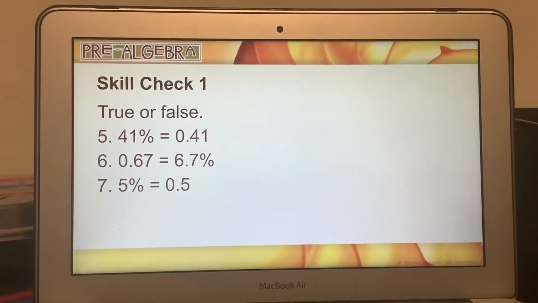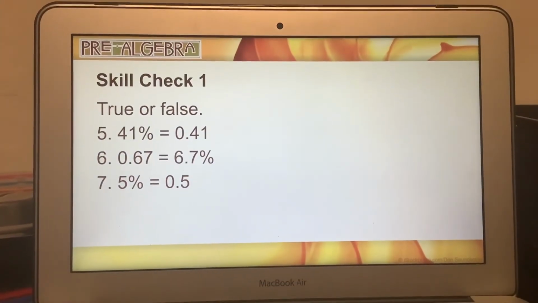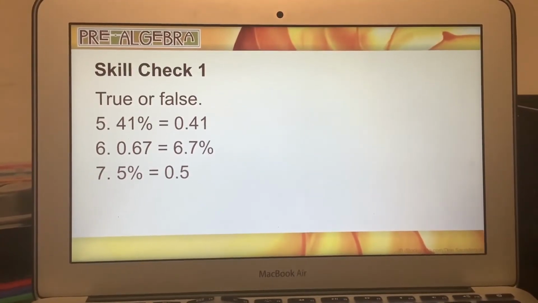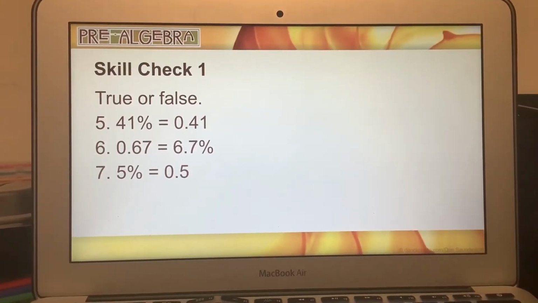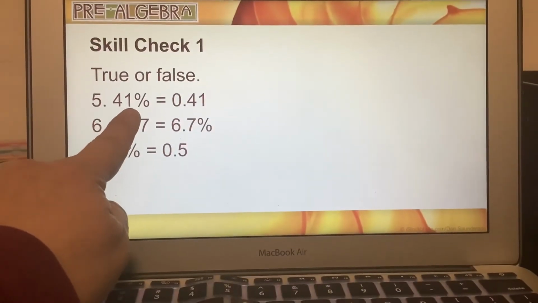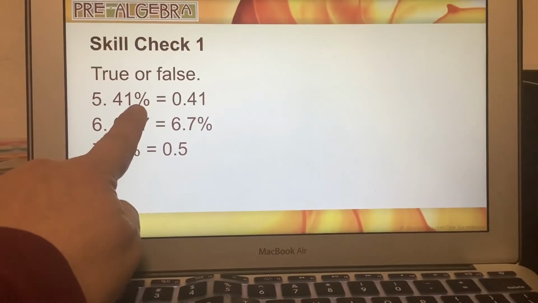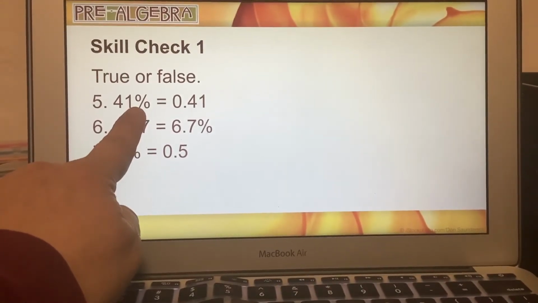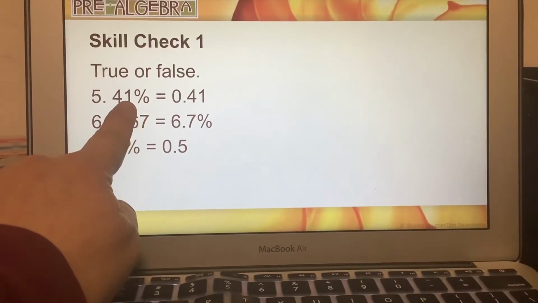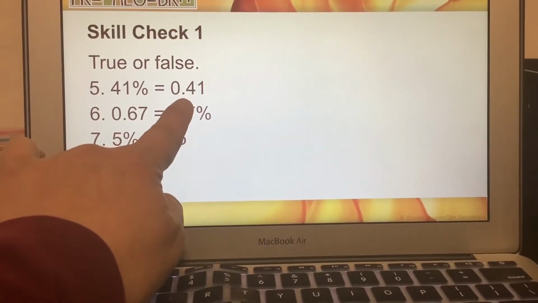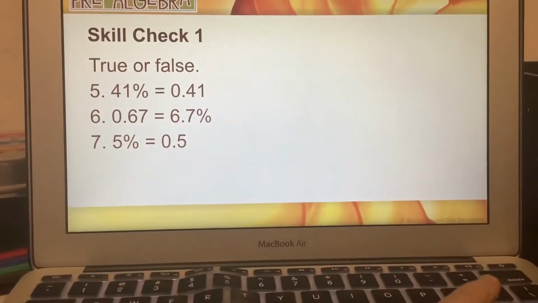All right, let's take a look at a couple of these skill check examples here. Okay, 41%, is that equal to 0.41? So here I have 41%. That means the decimal is after the 1. If I move the decimal over 2 places to the left, 1, 2, that is the same as 0.41. So that is true.